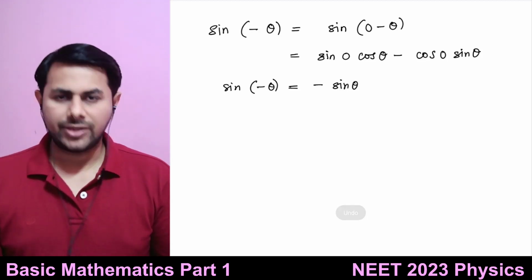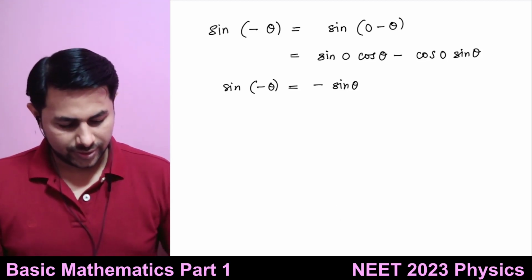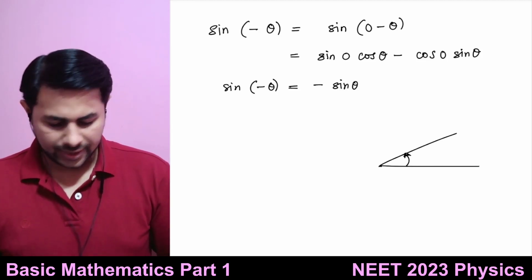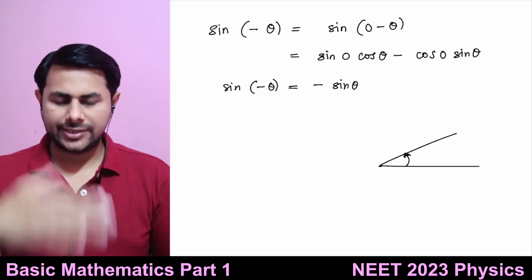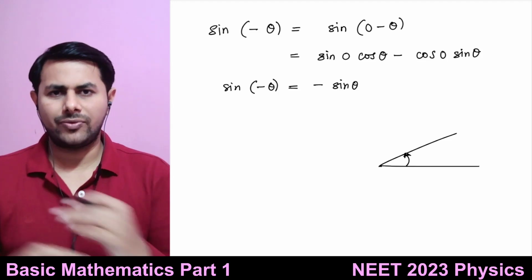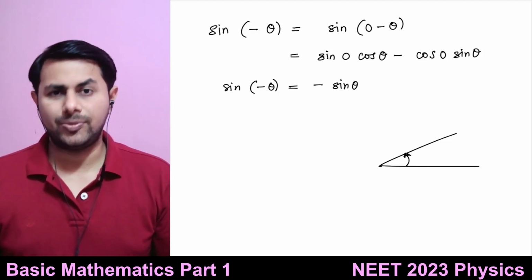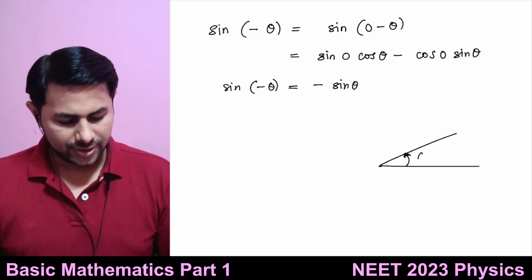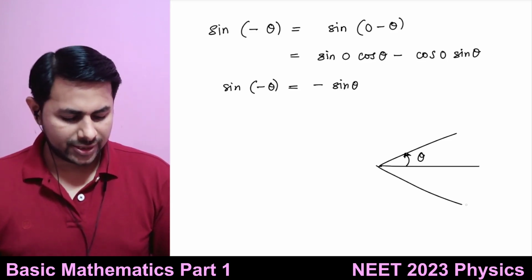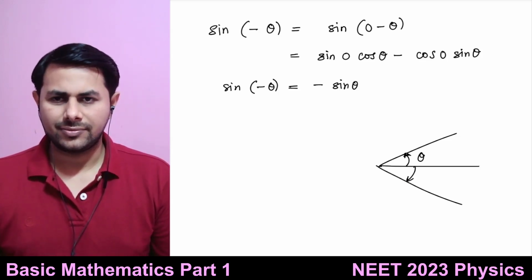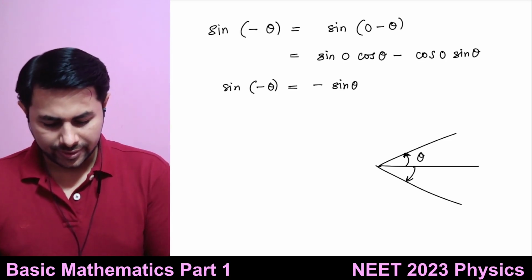So what is minus theta? Let's say we take an angle like this. Anti-clockwise angles are positive. If we start from the x-axis or from anywhere and go in the anti-clockwise direction, then angles are said to be positive. If we go in the clockwise direction, then they are said to be negative. So this is theta. What will be minus theta? This one will be minus theta.